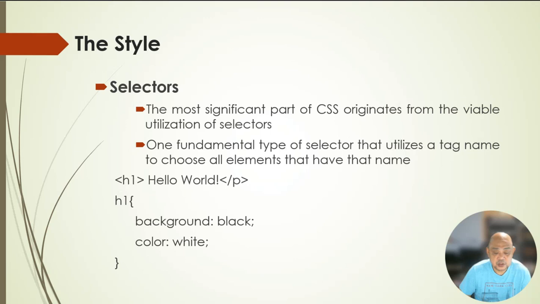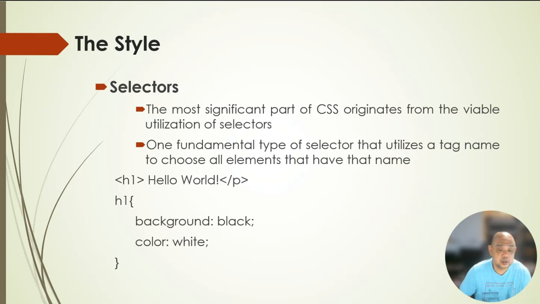Selectors are the most significant part of the CSS. They are used to select the part where you would like to apply the design and how it will appear on the web application. Tag name is one of the selectors for applying CSS, because all the tag names will be affected by the design you have made.